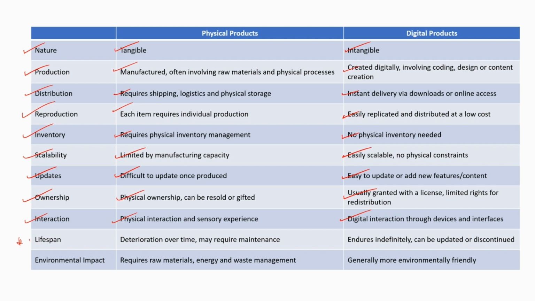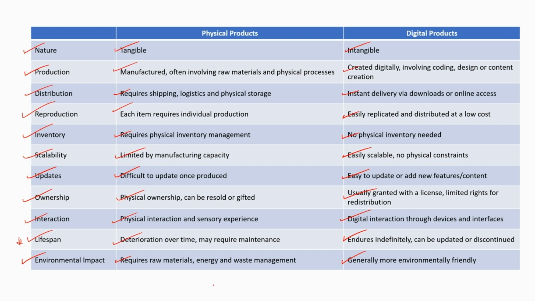This is really important. Lifespan. Physical products deteriorate over time and may require maintenance. Digital products endure indefinitely, and can be updated or discontinued. Generally, digital products have a longer lifespan than physical products. Environmental impact. Physical products require raw materials, energy, and waste management. Digital products are generally more environmentally friendly.